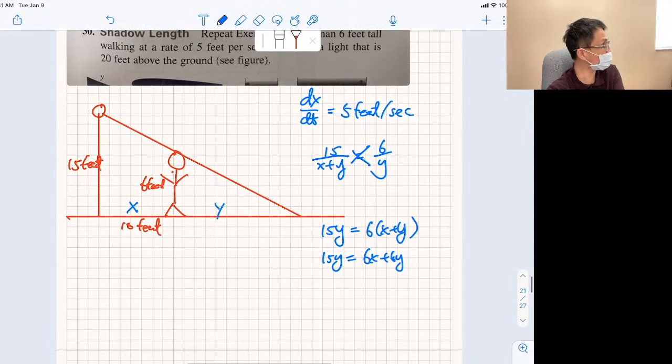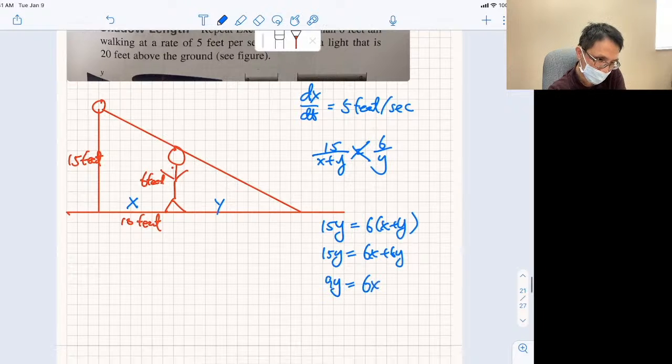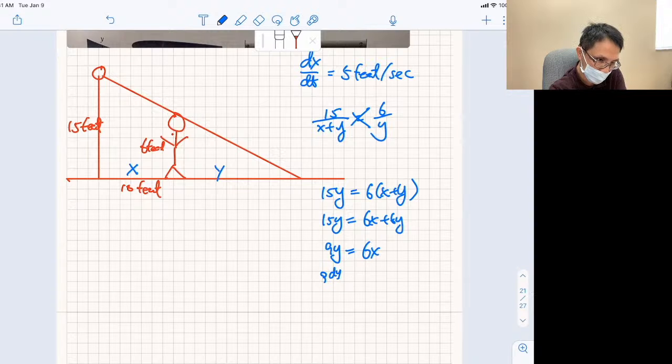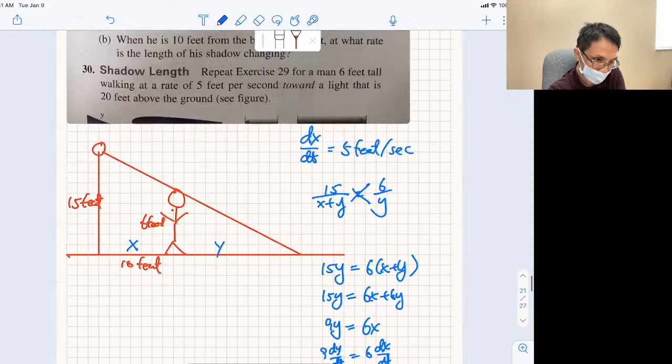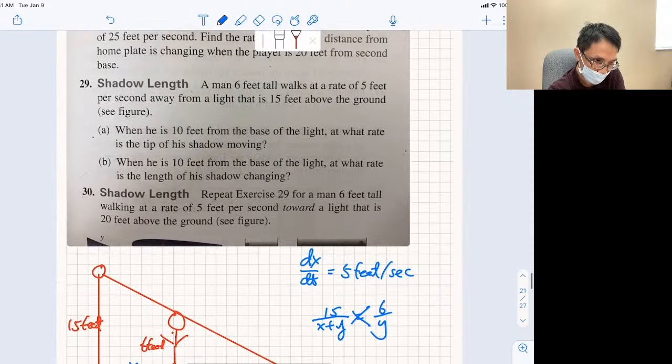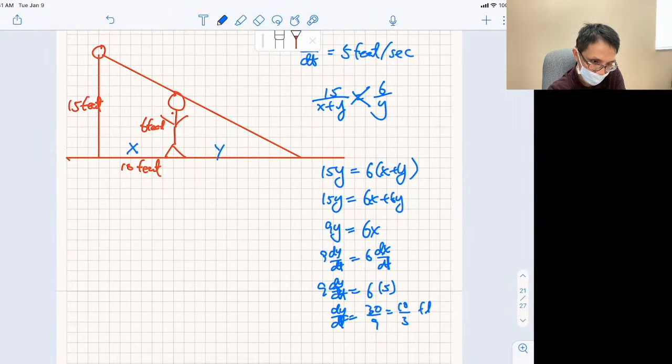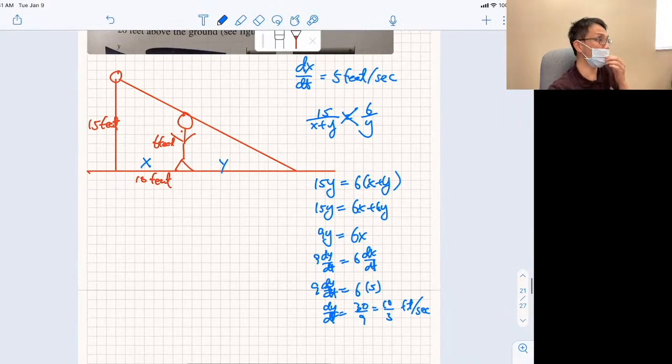And then I'm going to subtract it over. So that is going to be 9y equal to 6x. Now that's going to be 9 dy dt equal to 6 dx dt. We already know dx dt is 5. So dy dt is equal to 30 over 9, which is 10 over 3 feet per second.